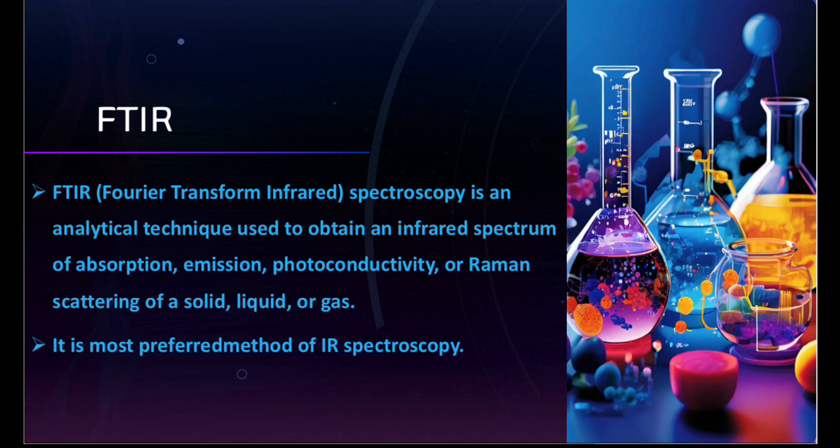Fourier transform infrared spectroscopy is an analytical technique used to obtain an infrared spectrum of absorption, emission, photoconductivity, or Raman scattering of a solid, liquid, or gas. It is the most preferred method of IR spectroscopy.